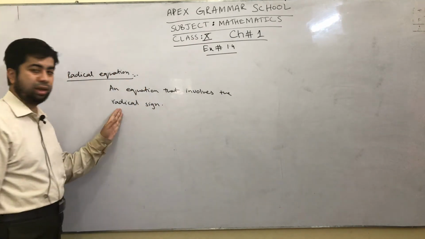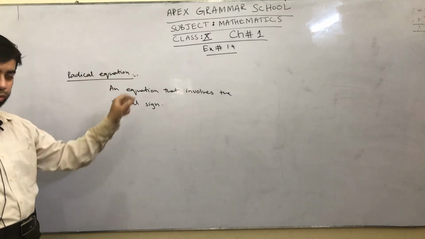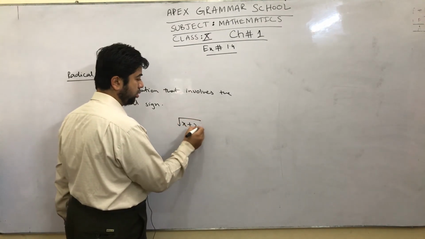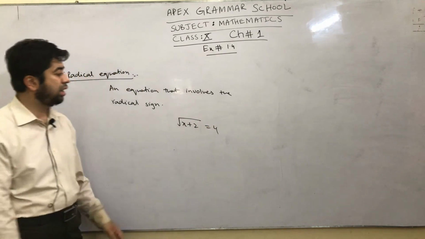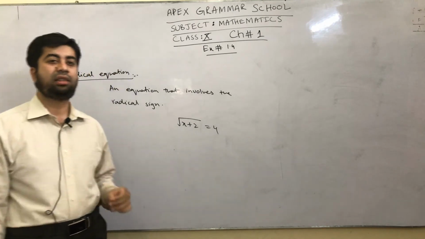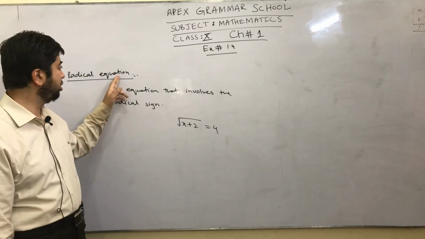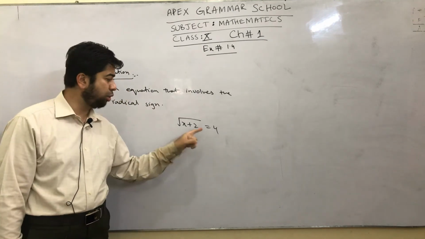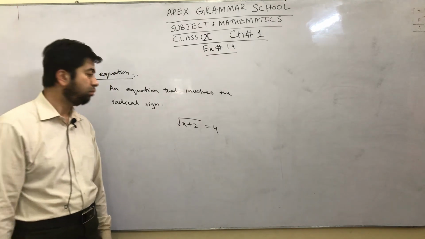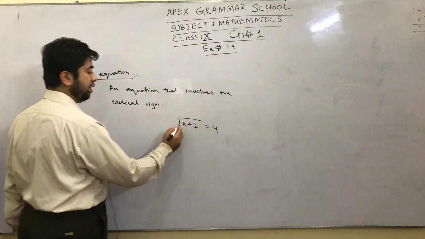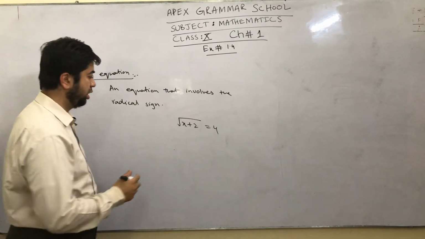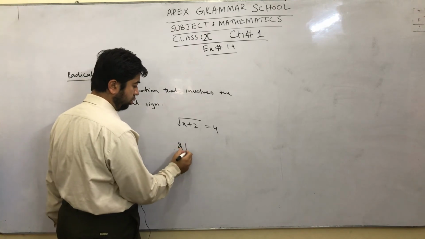What is the radical sign? The sign relevant to square root. For example, is this a radical equation? First of all, you just have to realize, is this an equation? Yes, this is an equation just because of this equality sign. And after that, this equation contains this radical sign, this square root sign. So this is basically the radical equation. This is also the radical equation.